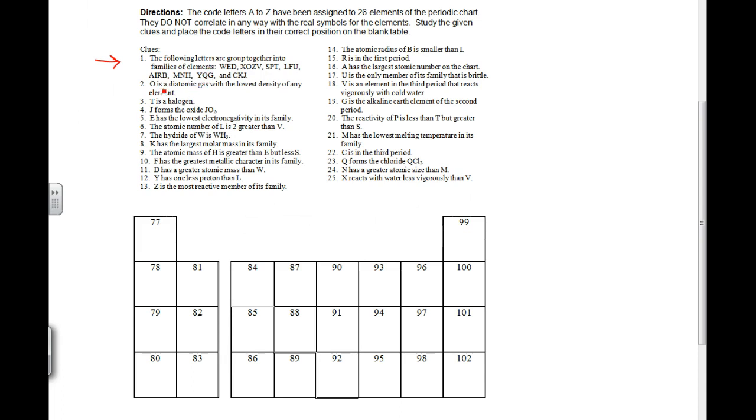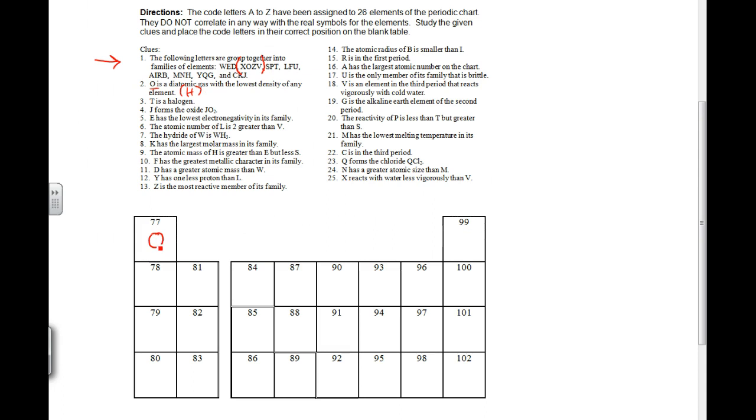It says that O is a diatomic gas with the lowest density of any element. The lowest density element, you should know by now, is hydrogen. So this is talking about hydrogen. We should know for sure that hydrogen's place in the periodic table is right here. Now I don't put an H, I'm putting the code letter of O. Now hopefully this next part makes sense. We looked up here and we see that O is part of this group right here.